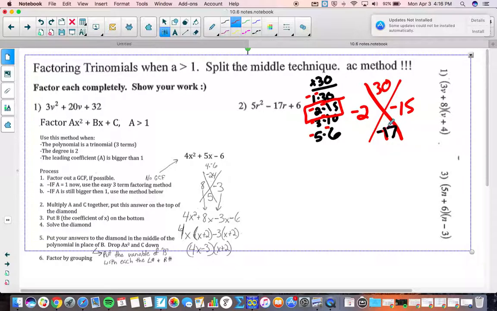Now, back in the day when our leading coefficient was 1, we took those answers and put them right into our factored form. This time, though, remember, we need to actually take those solutions to our diamond and drop them in place of the middle term. So instead of writing down negative 17r, I'm going to write down negative 2r minus 15r. I'm going to get these factors out of here.